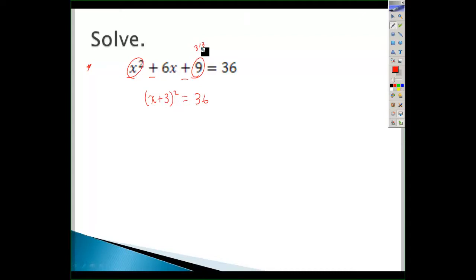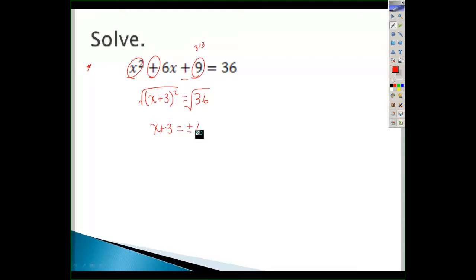Okay, it will always be a quantity squared. If this first sign is a minus, it'll be a minus in your parentheses. If it's plus plus, it's going to be a plus in your parentheses. From here, I can square root both sides. x plus 3 equals plus or minus. Don't forget the plus or minus, please.